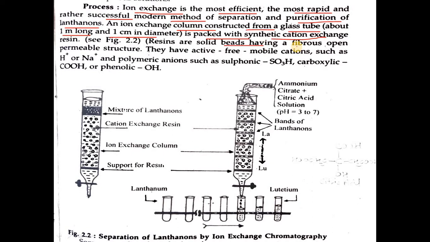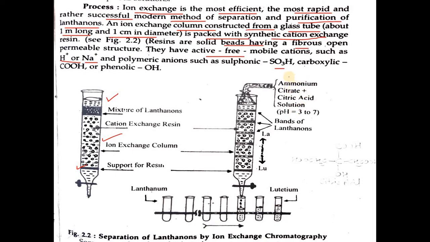Resins are solid beads having a fibrous, open, permeable structure. They have active free sites such as H+ ions and Na+ ions, or polymeric anions such as the SO3H group, carboxylic group or phenolic group. So this is the structure of the ion exchange column, in which the mixture of lanthanides is poured at the top of the column. The column consists of cation exchange reagent. So this is the overall ion exchange column, and the support is made by woolen material.